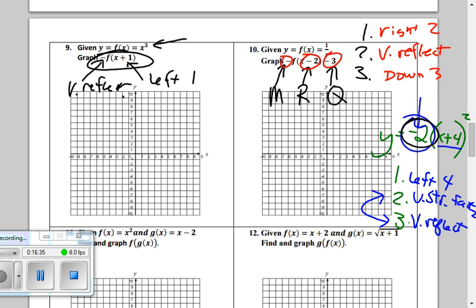And your assignment, I strongly recommend that you do it and check it with the answer key that is posted. All right. And that's all I have for you for review for today.